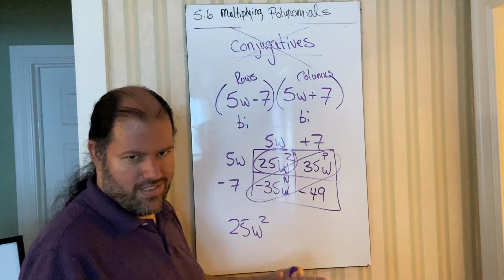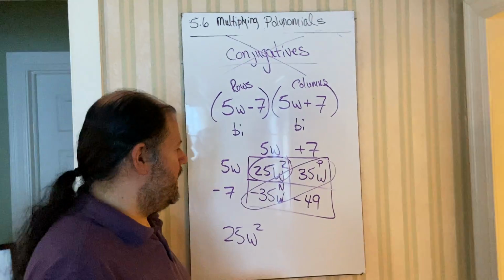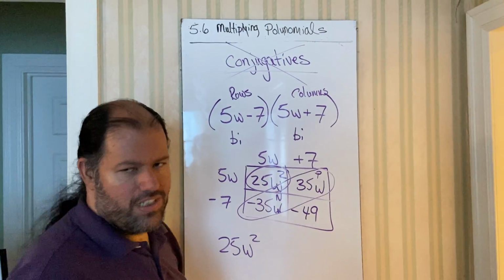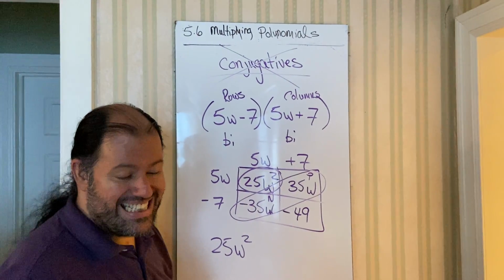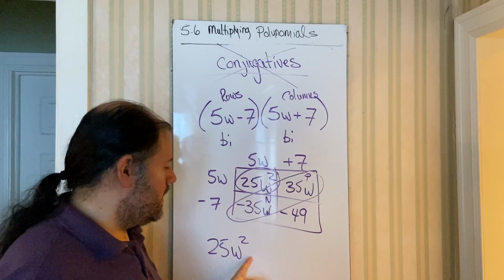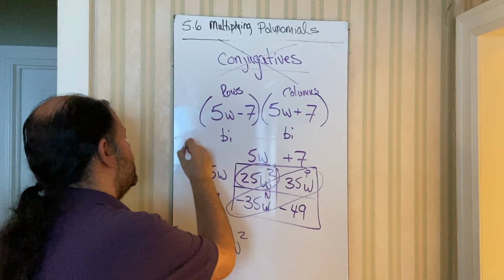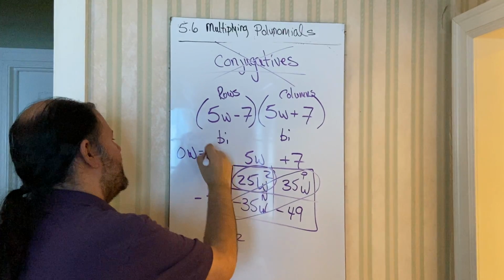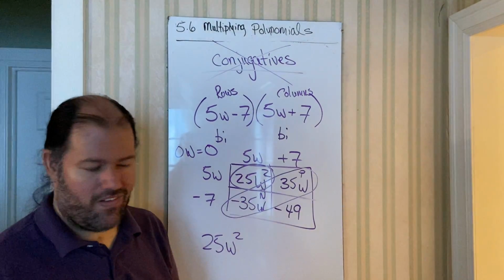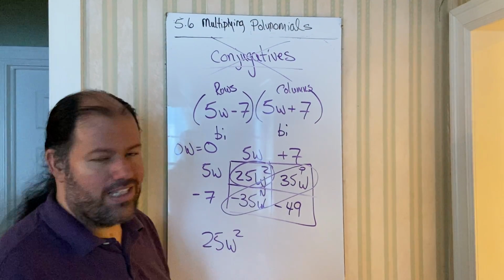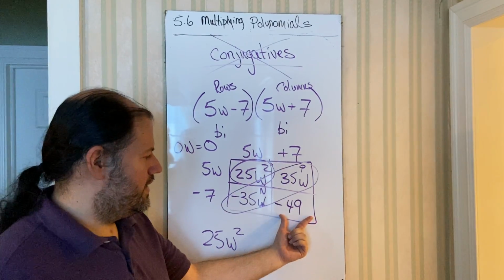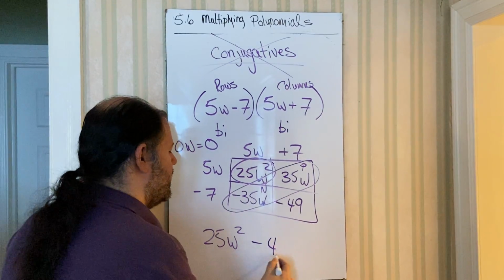They're different. Different labels subtract. 35 minus 35 is 0. Don't even put W here. Okay, 0W, you got to realize 0W is the same thing as 0. No W's at all. So don't put any single W's here. And then this one, -49.